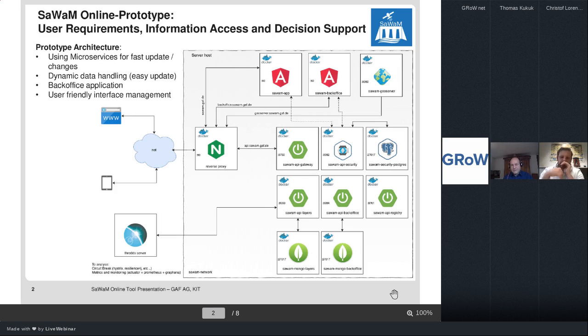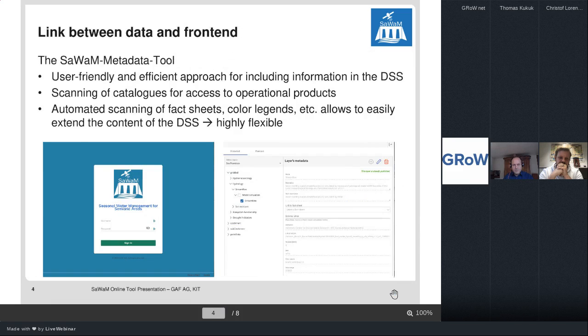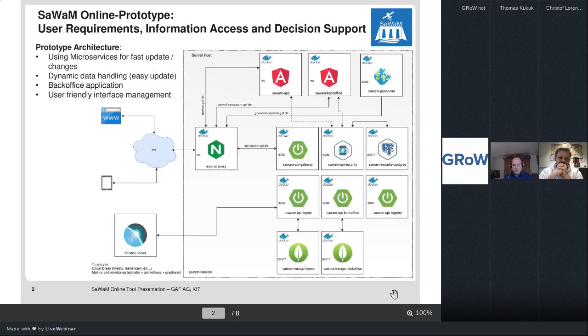We have a front end, what you will see shortly, and this is the backend application architecture. All these elements you can see here are for data handling, for the user handling, and the access rights, and it allows us to develop a user-friendly interface and to manage it quite easily. Okay. Oops. Too fast.